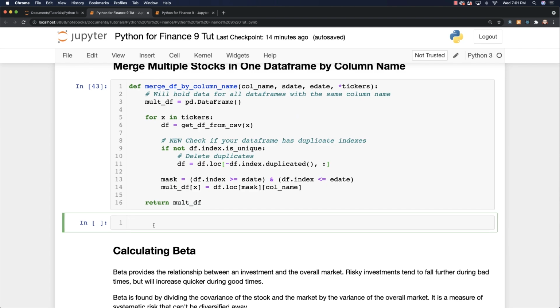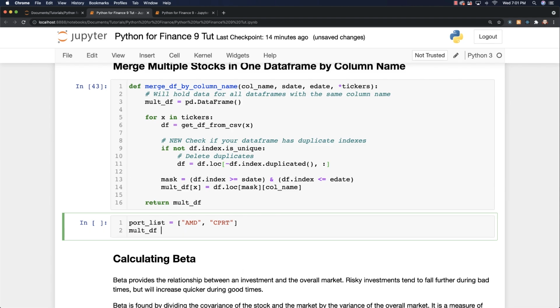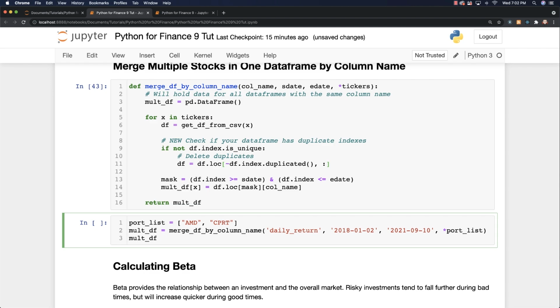And then we can come in here. Let's go in, and I want to demonstrate merge data frame by column name. So let's say we have a portfolio list, and it has 2 securities inside of it. I'm just going to pick some random securities like this. Well, what we can do is create my multiple data frame, and I can call merge data frame by column name. What I'm interested in getting information-wise is the daily return from both of these securities. And I can provide a date. So let's say I want to go from 2018, the very first trading day, the whole way to 2021-09-10. And I am going to pass in our portfolio list like that. And then I can just output this.